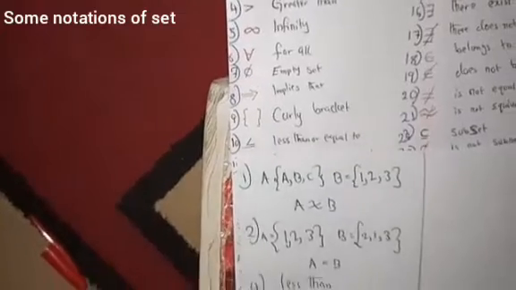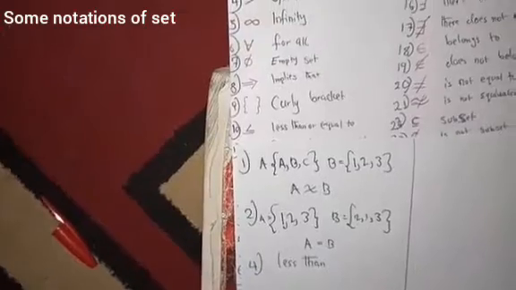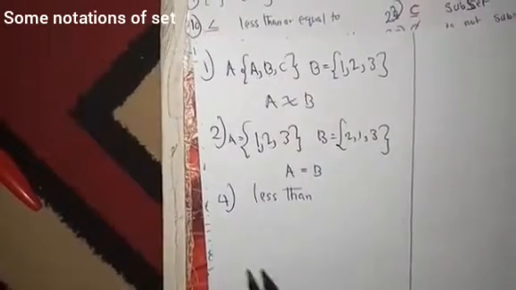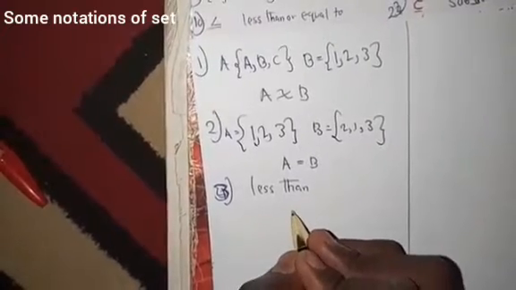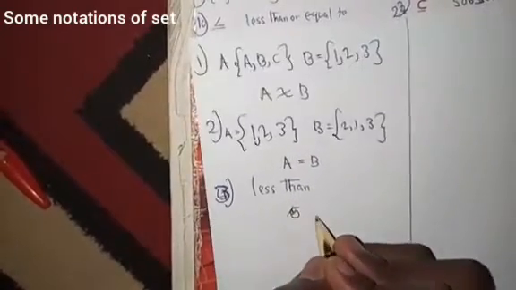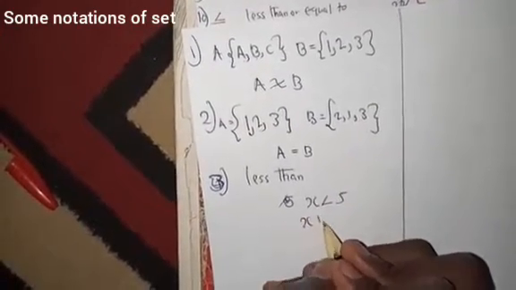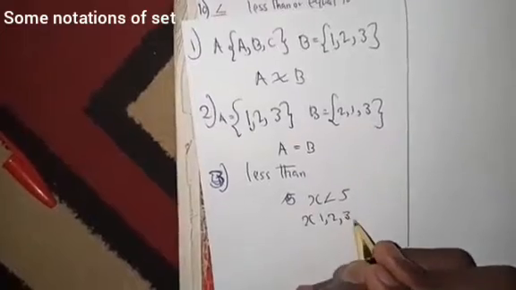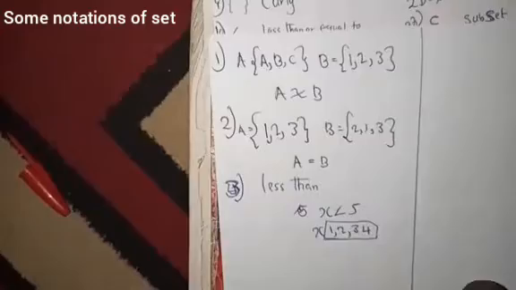Now we are moving to number 3, that is less than. If we say less than, we are referring to numbers that are below that particular number. For example, if x is less than 5, then x can be 1, 2, 3, and 4. These are the numbers that are below 5. So that's what we refer to by less than.